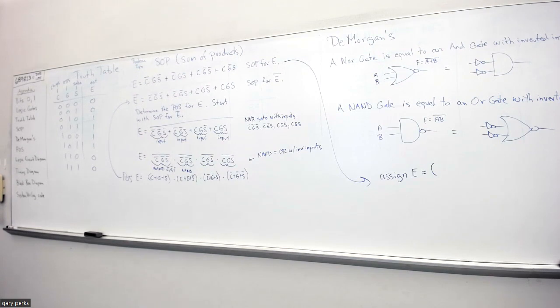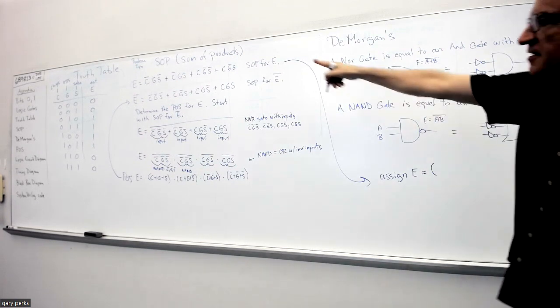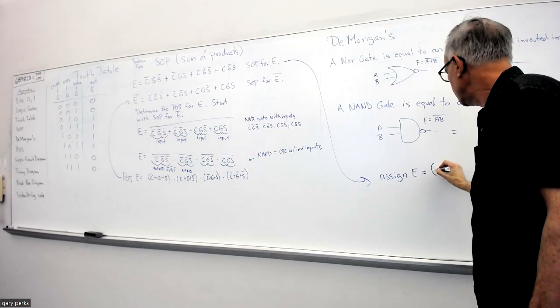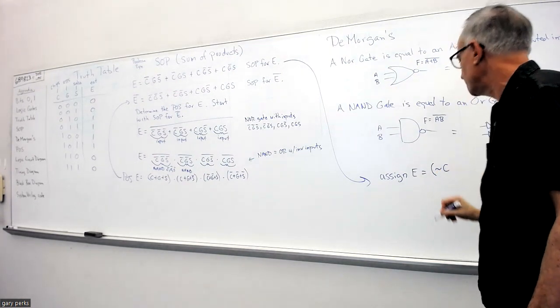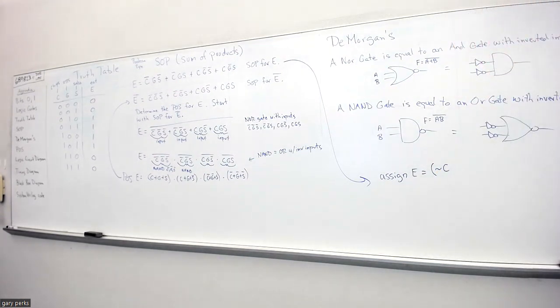Okay, in SystemVerilog, the NOT is a tilde, right? So to get not C, you put tilde and then the variable. That would be not C. Now, this tilde is for what's called bitwise, which is what we're doing right now.